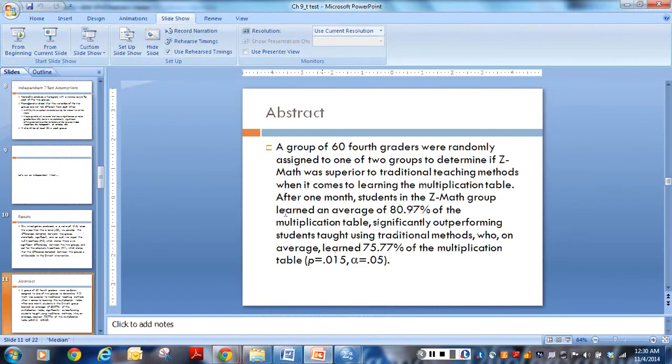So ZMath learned an average of 80.97% of the multiplication table, significantly outperforming students taught using traditional methods, who on average learned 75.77% of the multiplication table. P-value 0.05 at an alpha level of 0.005.